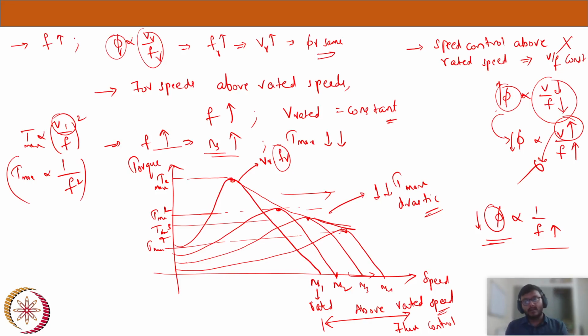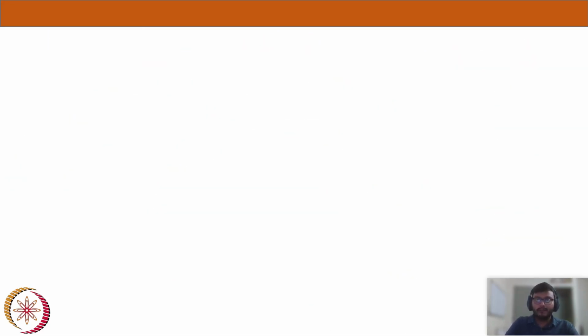Now, I think with this, we can stop the discussion on the speed control of induction machine. Let's quickly look at the problems which we want to solve. We have 30 to 40 minutes left, and we will solve 5 to 6 numericals that will be important to help with the assignment questions.